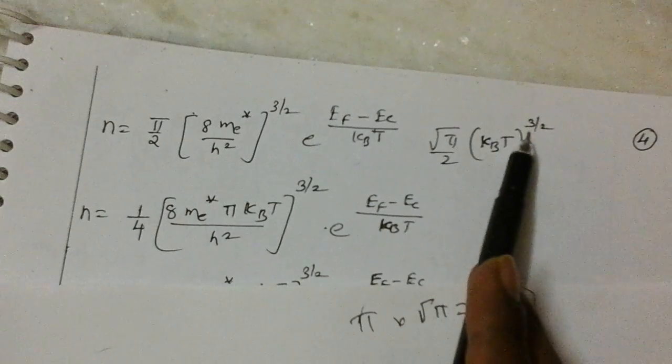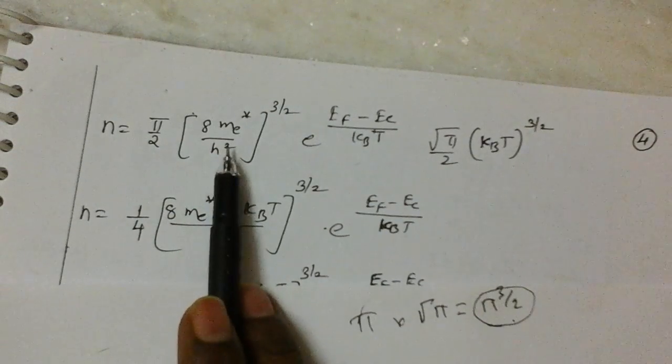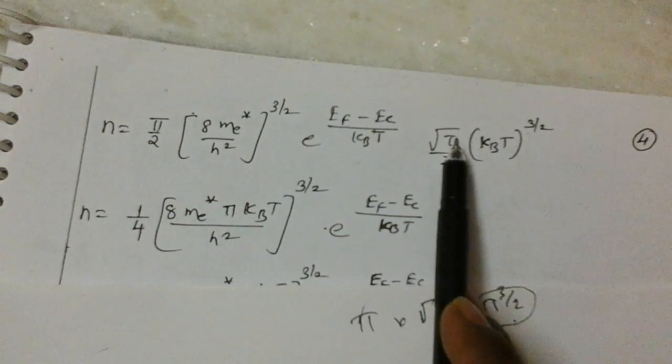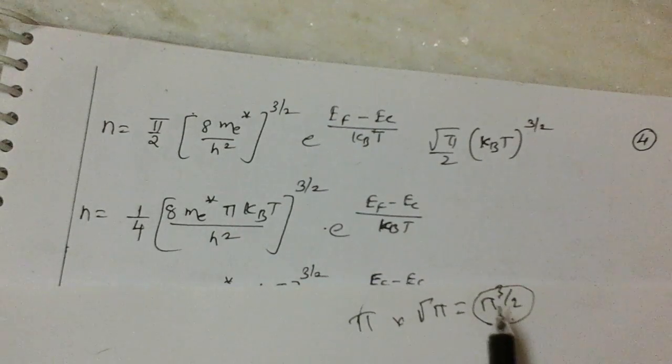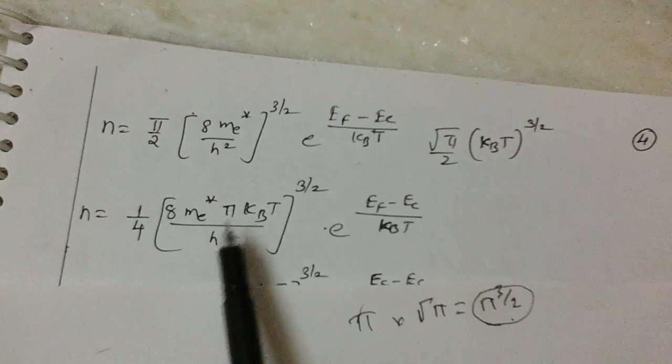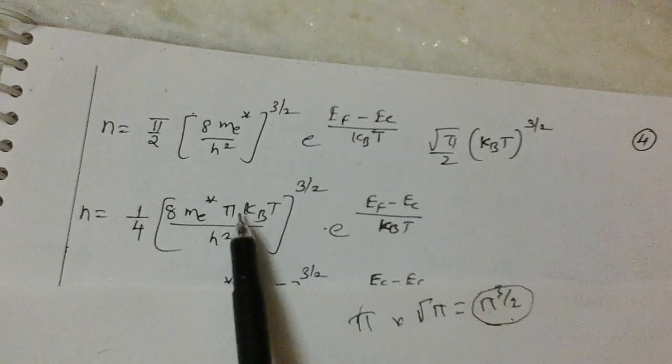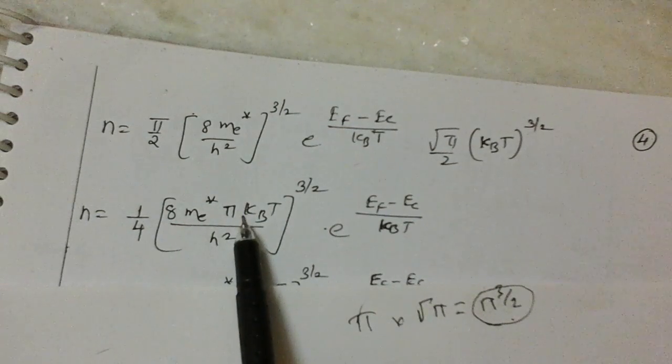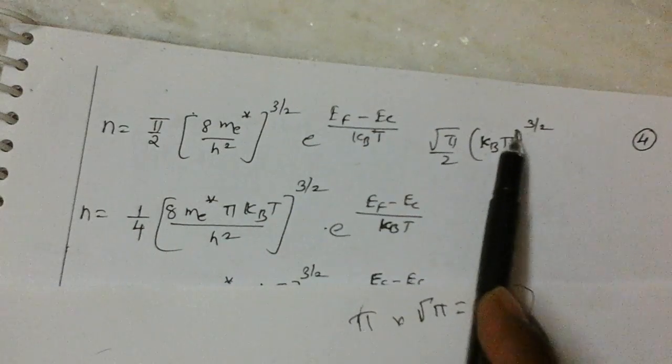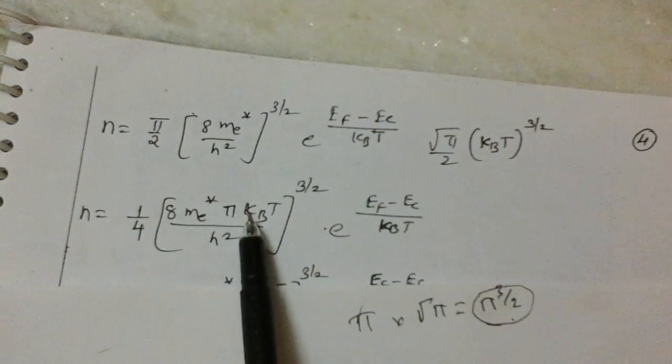Next, kBt is already having 3 by 2, so this also we are sending into this bracket. So root pi into pi gives pi power 3 by 2, and that also we have sent into the whole power 3 by 2 bracket. And kBt is also having the 3 by 2 whole power, so kBt is also brought inside with h square.